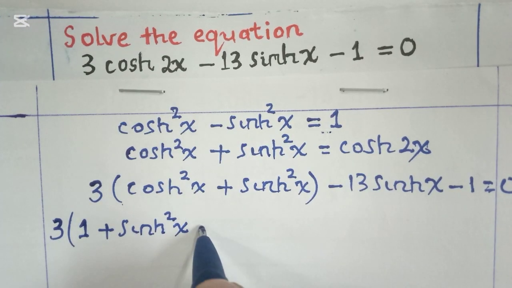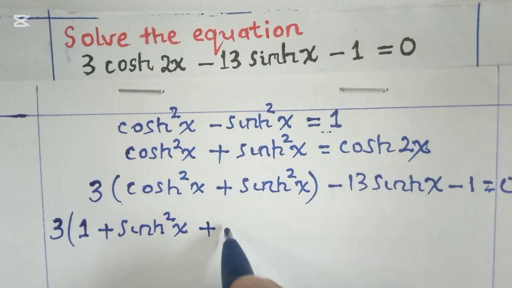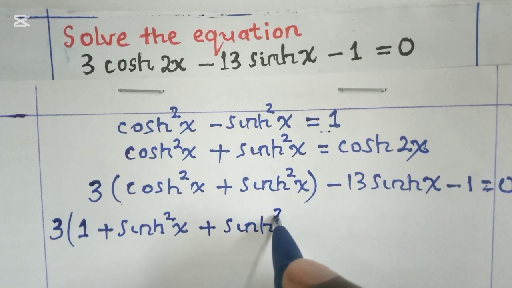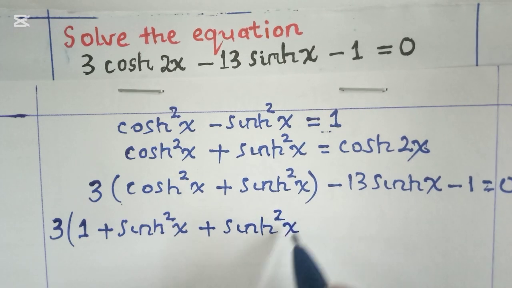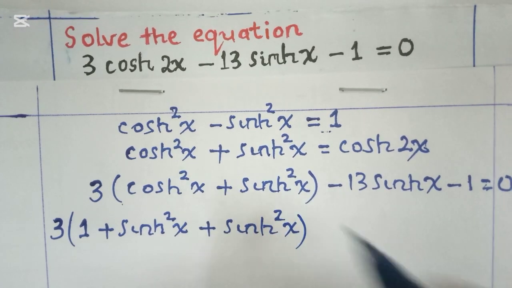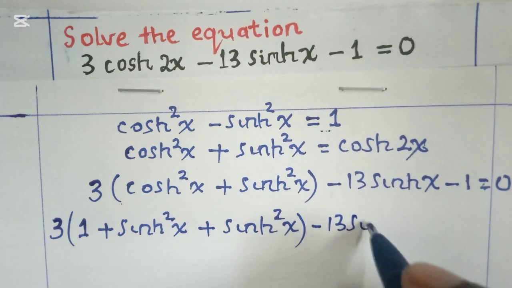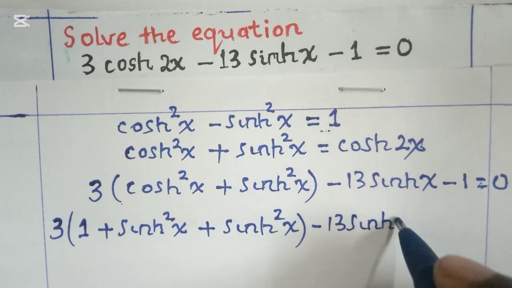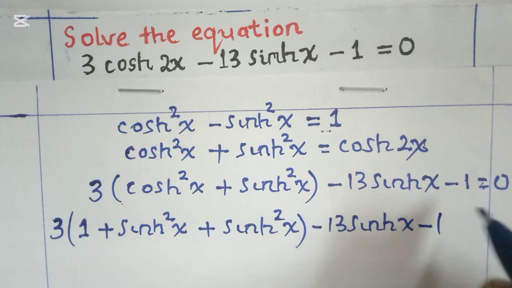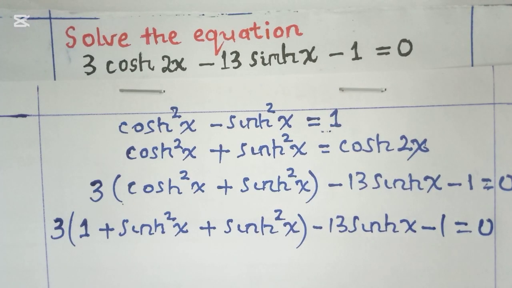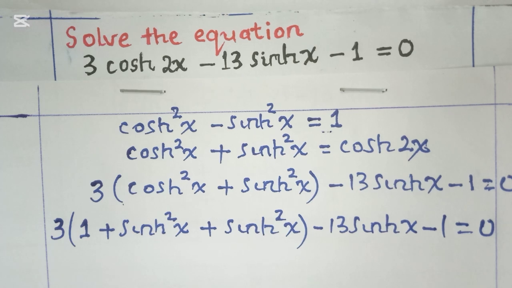Then plus again sinh squared x, like that. Now minus 13 sinh x minus 1 equals to 0. So guys, that is my equation.